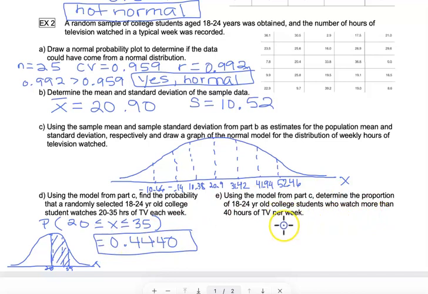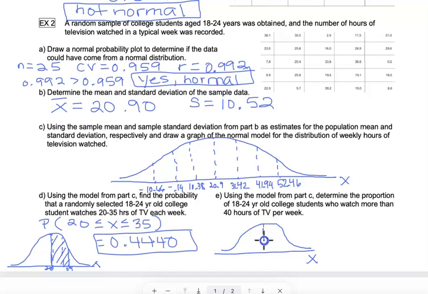Then our last one, determine the proportion of 18 to 24-year-old college students who watch more than 40 hours of TV per week. Remember, these are just the 2 different interpretations of what these values. Here it asked us for an individual, randomly selected. Here it's saying determine the proportion. So in this case, draw my same, sorry, that is a rough looking normal curve.